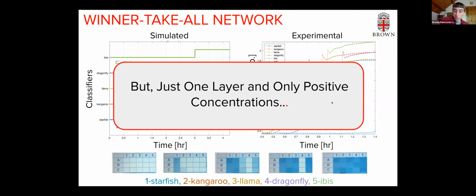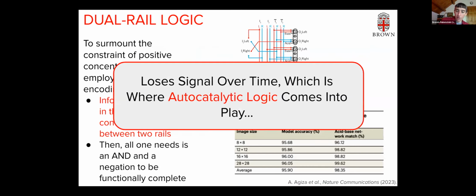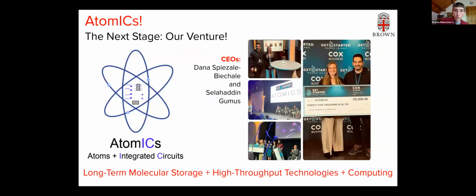Suffice it to say, there are issues with that we've been resolving. So this was one layer, only positive concentrations. You want to do a neural network, you have to go further. And so maybe for the sake of time, I'll leave you off with, we have thought about how do we develop this autocatalytic logic, and we've done this experimentally to show how we can do this with many layers, with negative weights, and in all different kinds of forms to recognize neural networks.